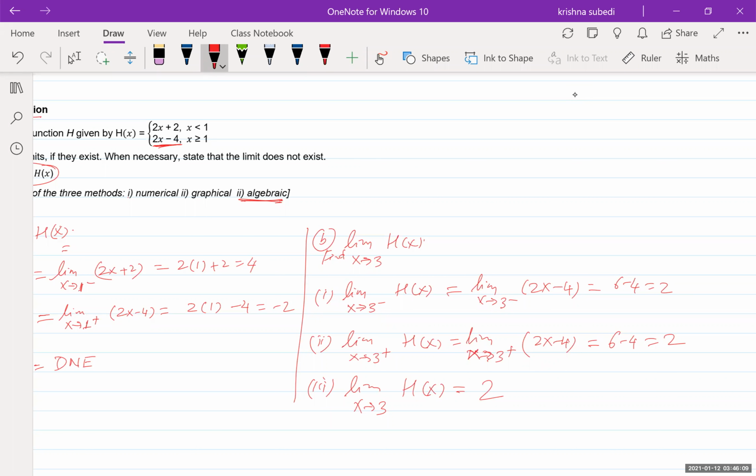All right, guys, we are done with this part A of section 2.1, which is about limits. In our next class, we'll be talking about continuity.